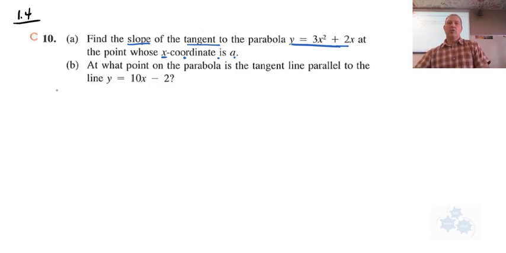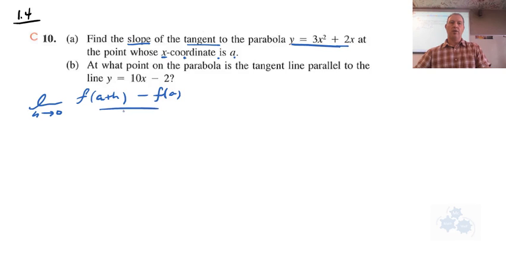So how you do that is use one of your formulas. It doesn't really matter which one. I'm going to use the h approaches 0 one. And as you know, that's f of a plus h minus f of a, all over h, right? So instead of putting in a number for a, I'm just going to leave a in for a. So it looks something like this.